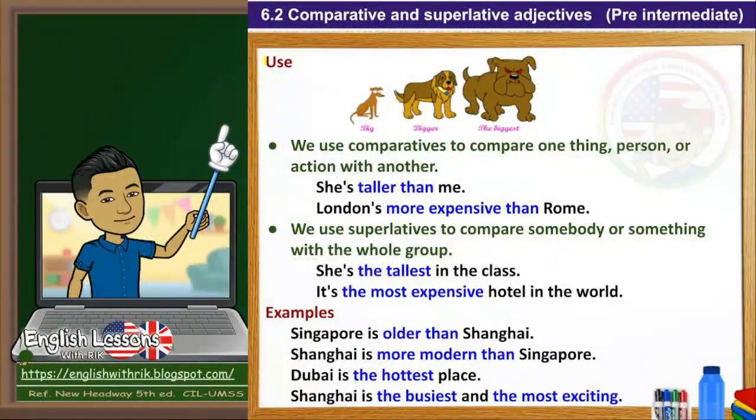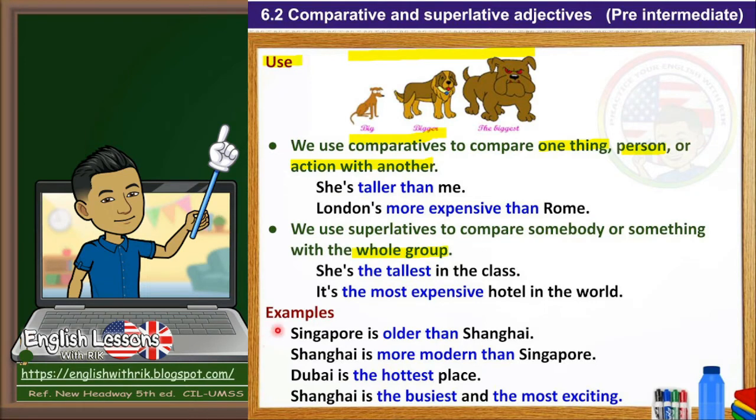Use. We use comparatives to compare one thing, person, or action with another. She's taller than me. London's more expensive than Rome. We use superlatives to compare somebody or something with the whole group. She's the tallest in the class. It's the most expensive hotel in the world.